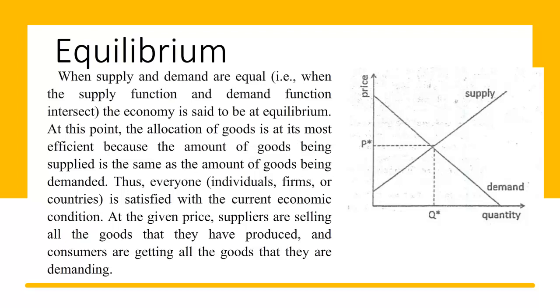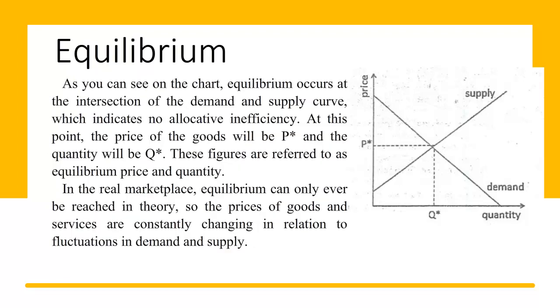At the given price, suppliers are selling all the goods that they have produced, and consumers are getting all the goods that they are demanding. As you can see on the chart, equilibrium occurs at the intersection of the demand and supply curve, which indicates no allocative inefficiency. At this point, the price of the goods will be P and the quantity will be Q. These figures are referred to as equilibrium price and quantity.